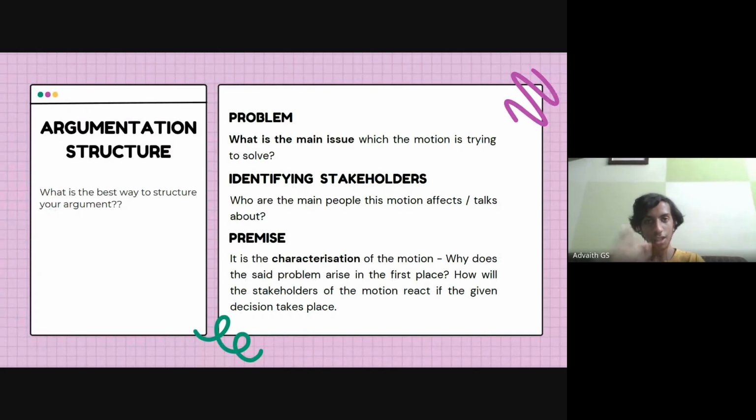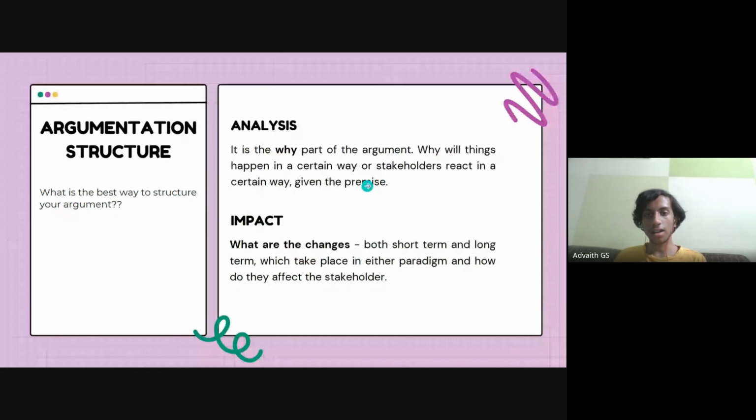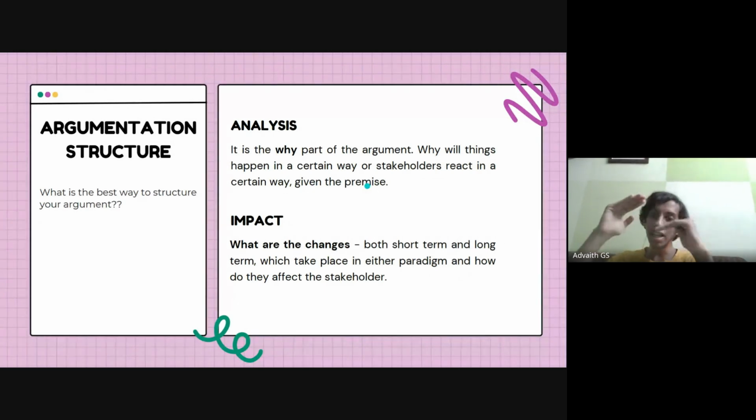The adjudicator or the judge will have to accept your argument, right? So answering the why questions is a very important part of establishing any argument. If you're able to properly give me layers of analysis as to why this is going to happen, why that is going to happen, then your impact becomes much clearer, much more possible, right?